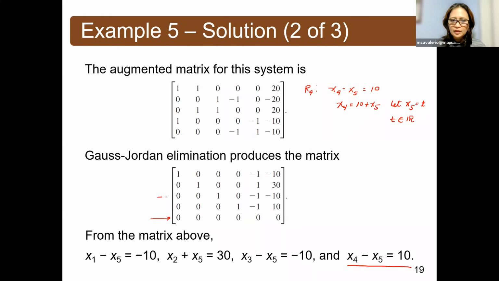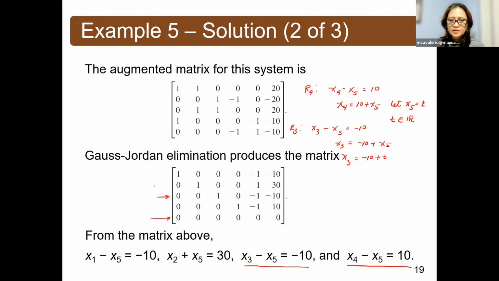Looking at row 3 now, we see that x sub 3 minus x sub 5 is equivalent to negative 10. So x sub 3 is negative 10 plus x sub 5, or, since x sub 5 is t, x sub 3 is negative 10 plus t.